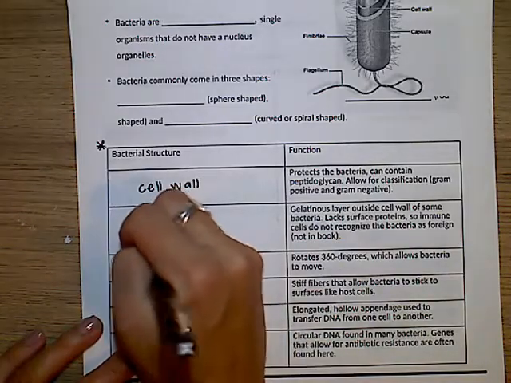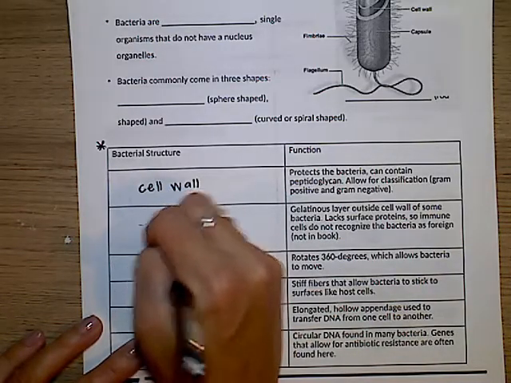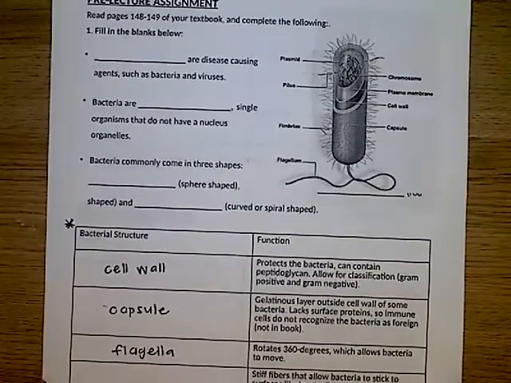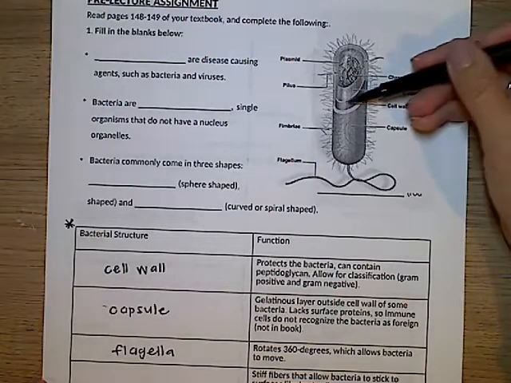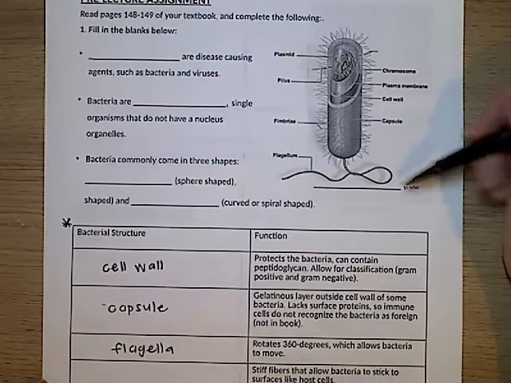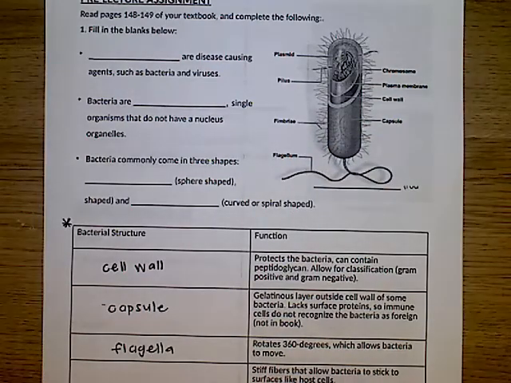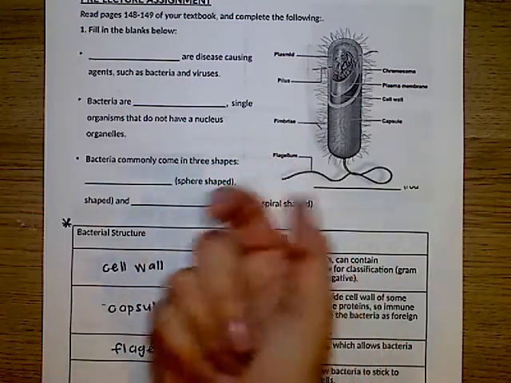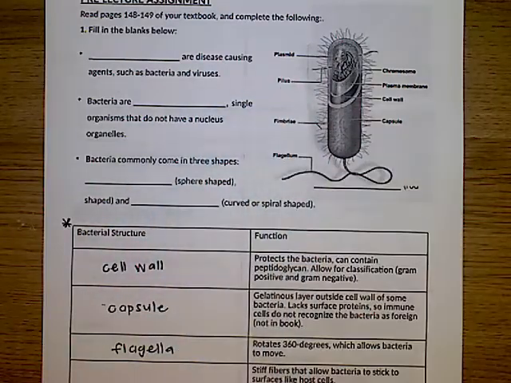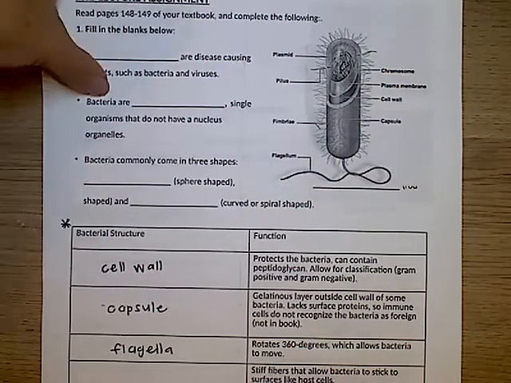Next is flagella. So on our picture here, what have we talked about so far? The cell wall, and then the capsule would be outside the cell wall. And you have the flagella. This is for motility, so it can move. And it spins in 360 degrees. How do I show this? Like this. Whips in circles to help it move along.